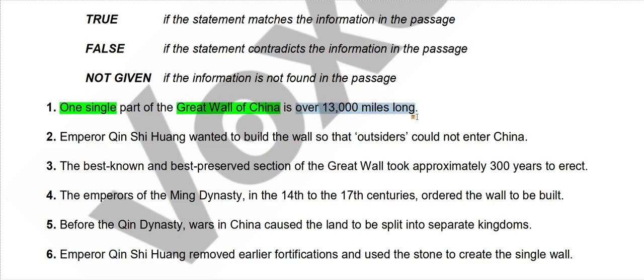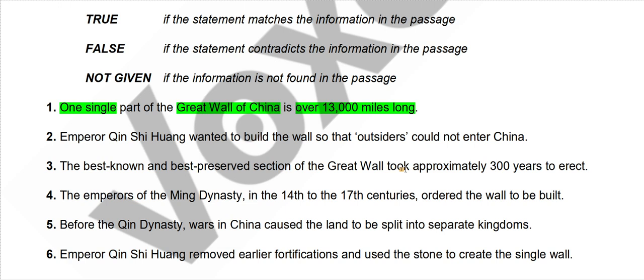13,000 miles. The answer will be true when the entire wall is maybe x thousand miles or x 100,000 miles or tens of thousands of miles long, but one particular part is more than 13,000 miles in length. The answer will be false when there is no one single part of China's wall that is over 13,000 miles long, or maybe something else.